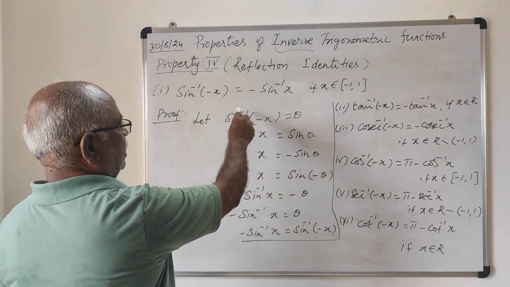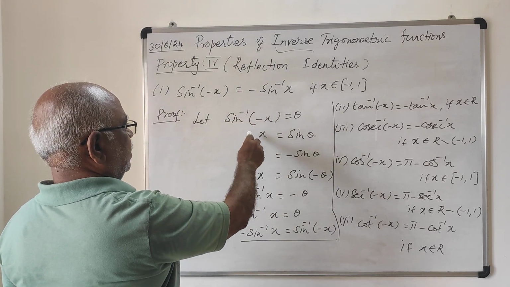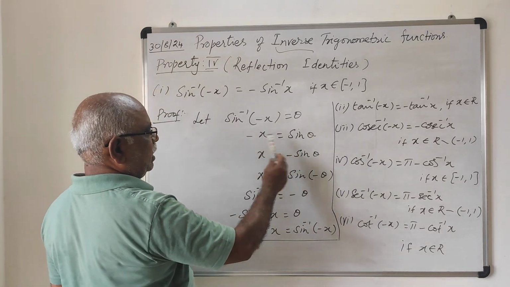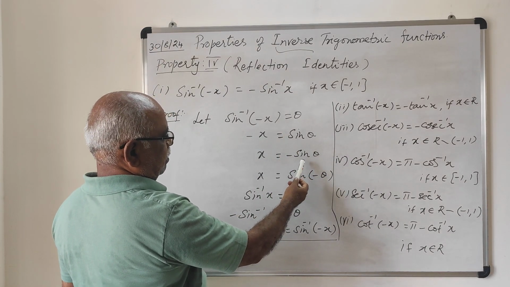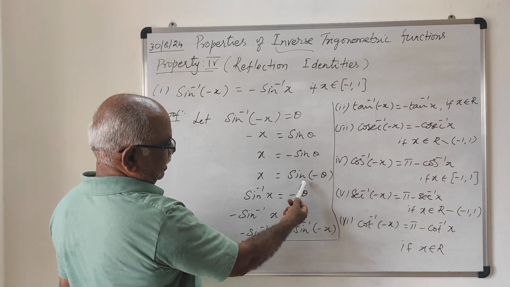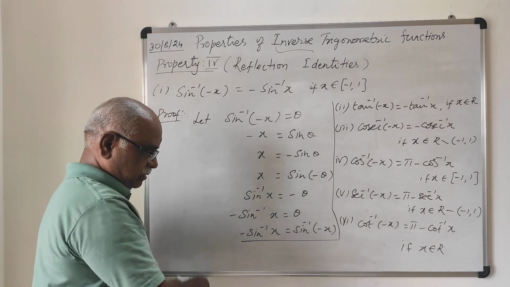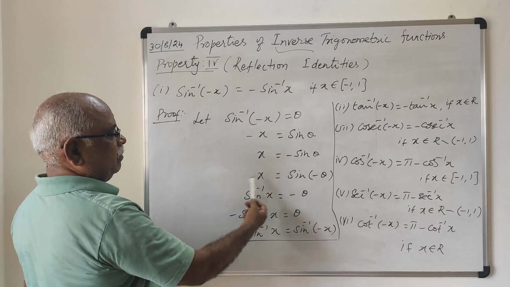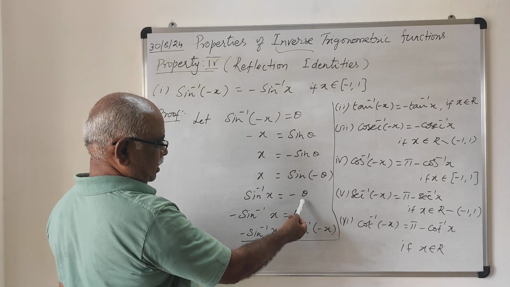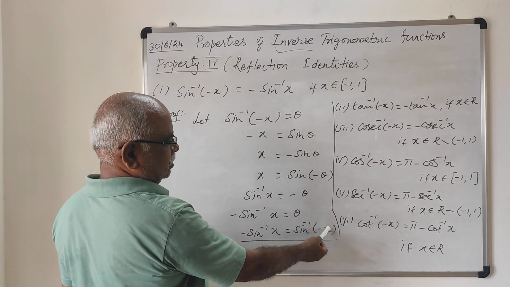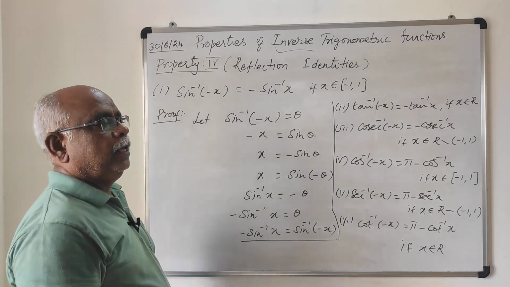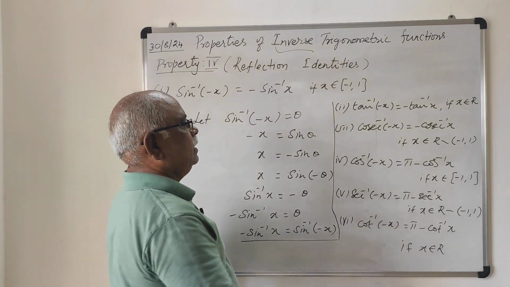By considering sin inverse of minus x as theta, it becomes minus x equals sin theta. From this, x equals minus sin theta, multiplying both sides by minus. But you know minus sin theta is sin of minus theta. Again you get minus theta equals sin inverse of x. Again multiplying by minus on both sides, you get minus sin inverse of x equals theta, and theta is sin inverse of minus x equals minus sin inverse x. Result proved. Similarly, other results.